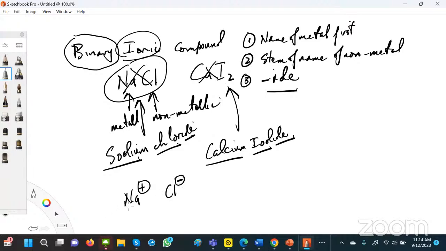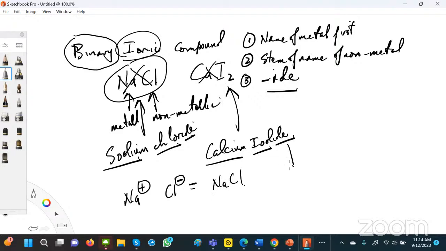Now, whenever you're writing down the formulas for these compounds, you want to make sure that the charge is canceling out. In other words, the total number of plus charges must be equal to the total number of negative charges. In this case, it's already in that situation, right? You have 1 plus charge on the sodium ion and 1 minus charge on the chloride ion. So therefore, when you put these together, the final answer would be NaCl. All right, and that's it, okay?